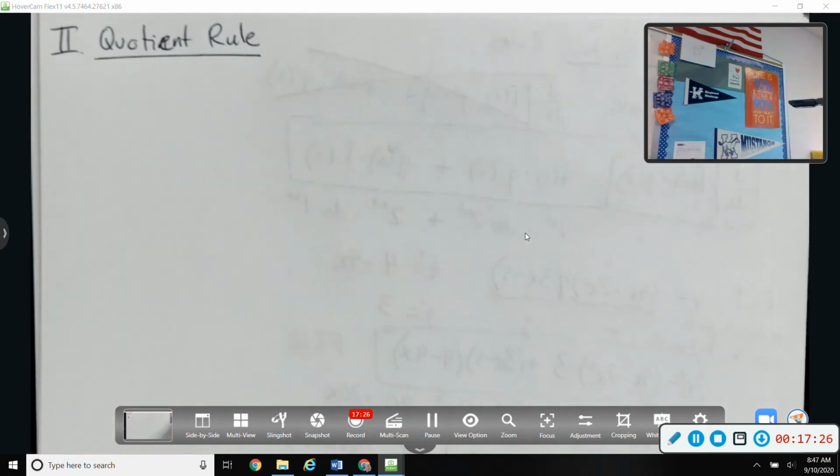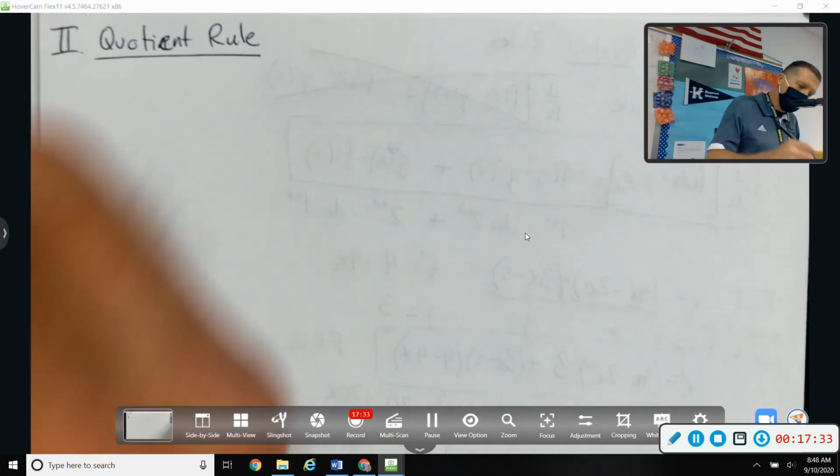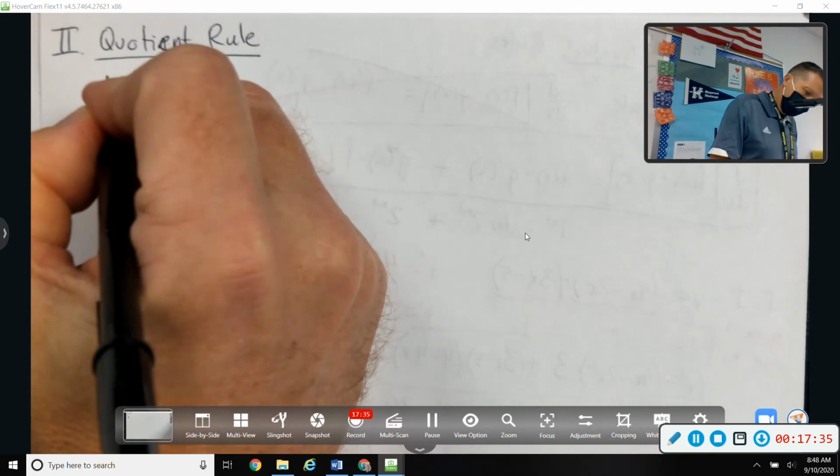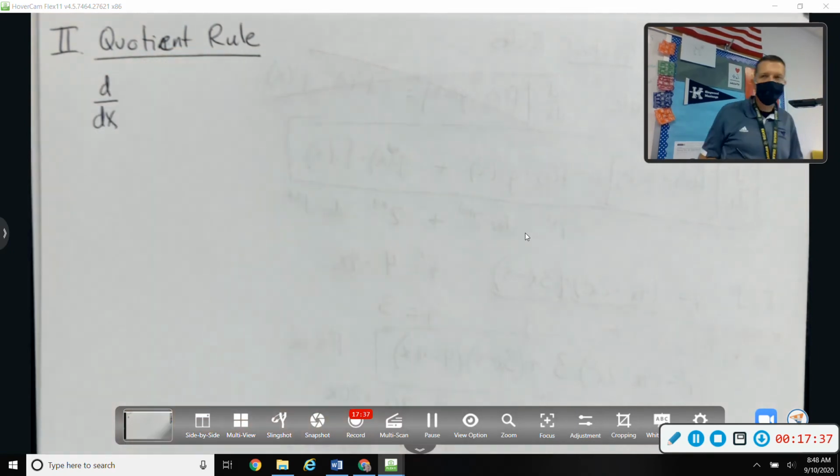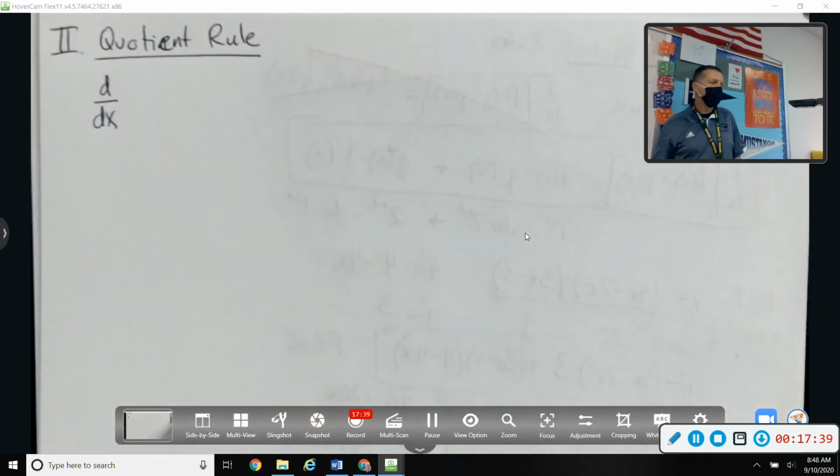Quotient rule. Oh yeah, we're good on that. Well, again, how you would like it to work is not how it works. I'm not going to write the wrong one this time, but it's not.